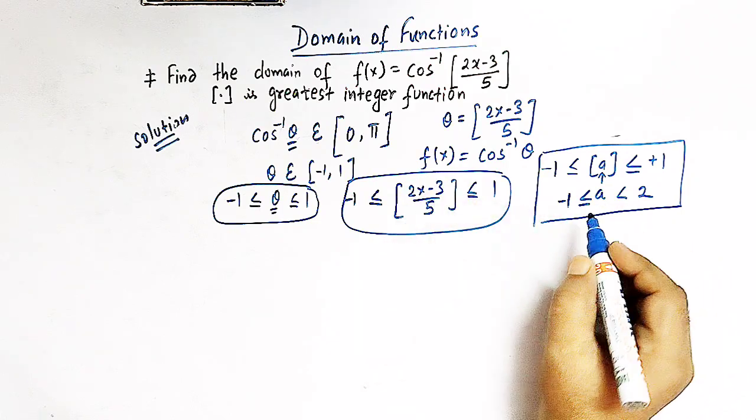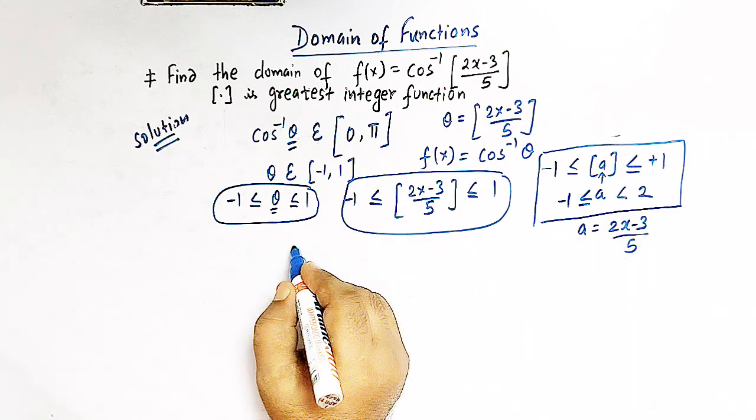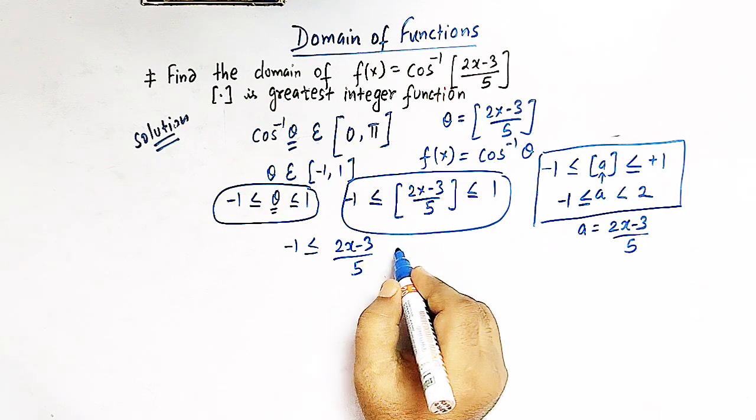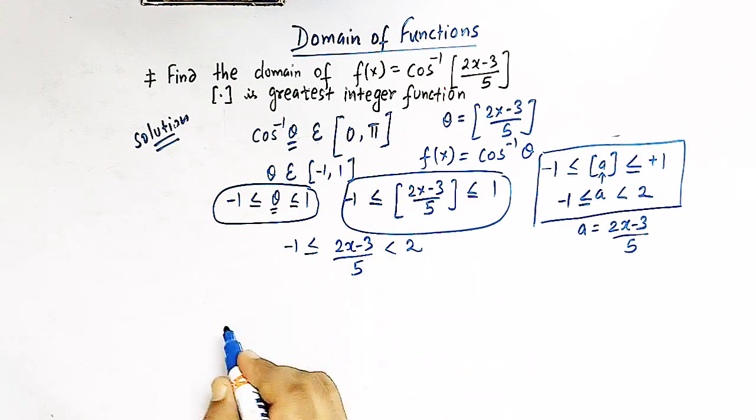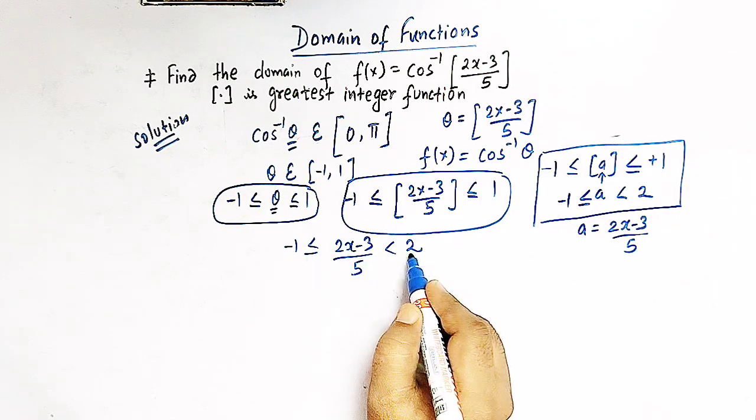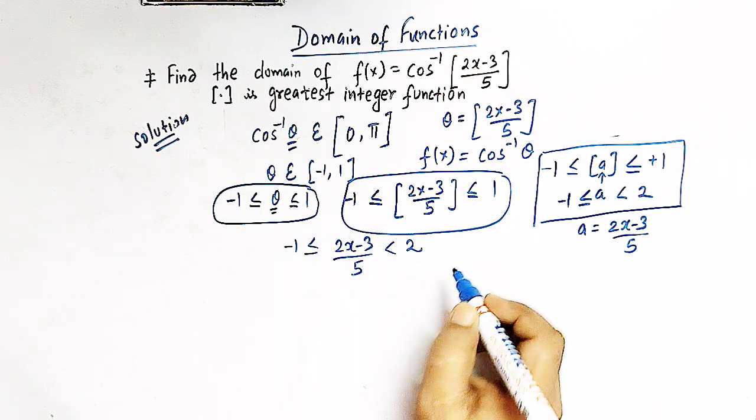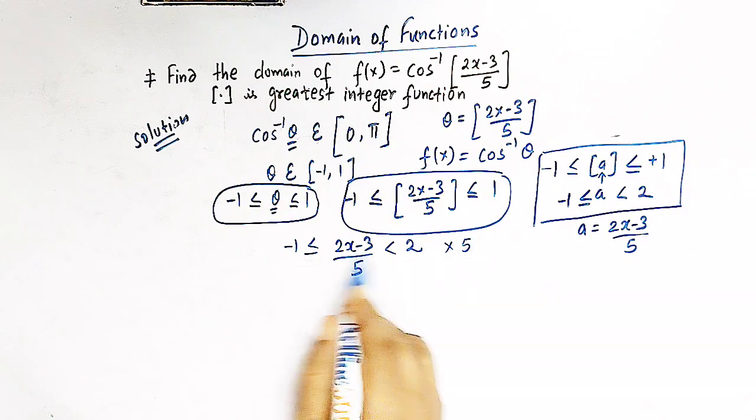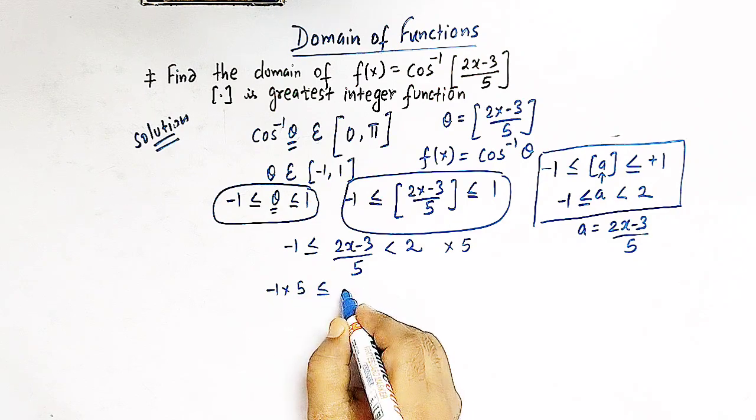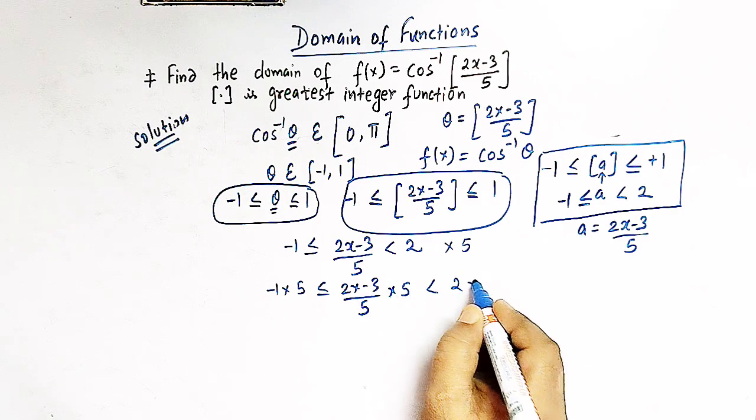So here our a may be taken as (2x minus 3)/5. So here we have minus 1, then (2x minus 3)/5, and this is less than 2. So (2x minus 3)/5 should be greater than or equal to minus 1 but less than 2. So now we have a simple inequality and we can easily solve it. So let us first multiply this inequality throughout by 5. So we have minus 1 times 5, and (2x minus 3)/5 times 5, and 2 times 5.